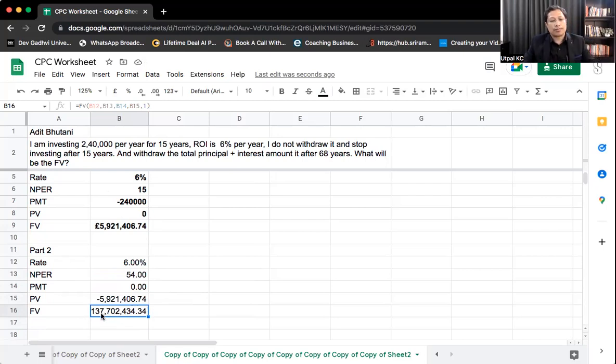13 crores, 77 lakhs. Rajiv Ranjan, tomorrow, not tomorrow, Sunday, you are going to see, yeah, 6%. When you consider inflation, it will not be very high. It will be very less. So we are going to see it on Sunday.